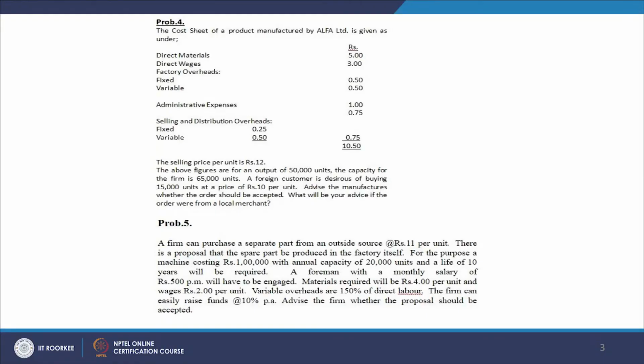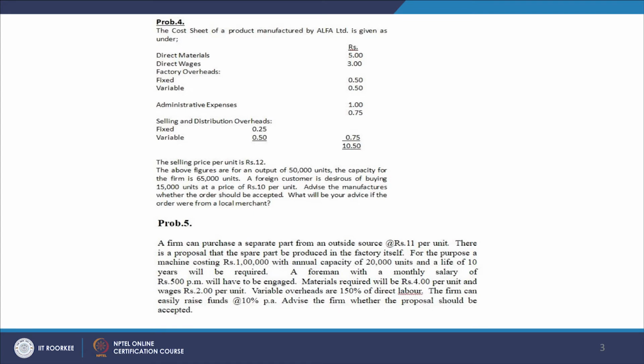So what will be your advice if the order is from a local merchant? We have to advise two things. First, advise the manufacturer whether the order should be accepted or not. There is an order from the foreign buyer at 10 rupees per unit for 15,000 units, and that is once for all. The second thing we have to work out is what will be your advice if the order is from a local merchant.